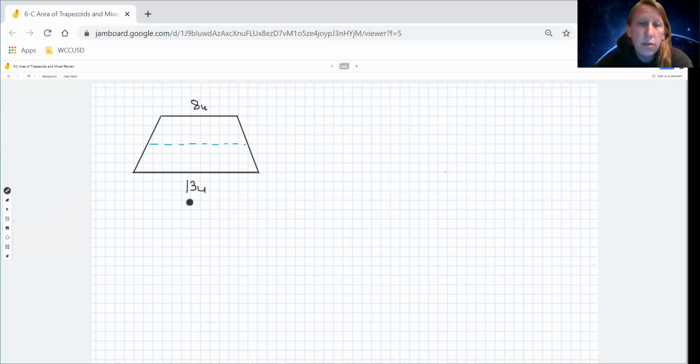So if you add 8 and 13, that's 21. 21 divided by 2 is 11 and a half. I think I did that wrong. 21 divided by 2 is 10 and a half. 13, 14, 15, 16, 17, 18, 19, 20. Yeah, 10 and a half. Okay, so the median is 10 and a half, the average of the bases.